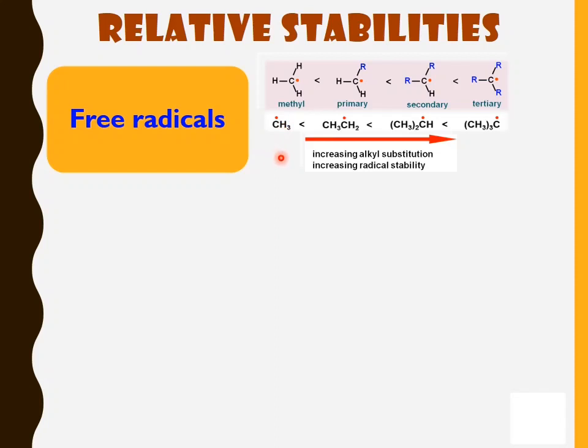Why does this happen? This is because the radical carbon is electron deficient. They are stabilized by substituents such as alkyl group, for example CH3. This alkyl group is an electron donating group. So, if the number of alkyl groups increases, the stability of the radical will increase.